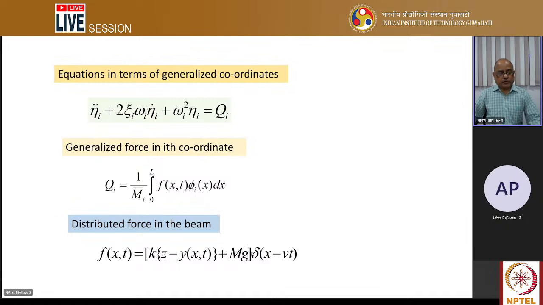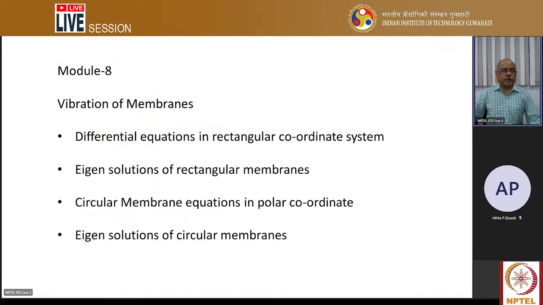So beam is subjected to vibration due to this load. But you can see the beam vibration also affects the oscillation of the mass. So these two form a coupled system, a coupled dynamic system.